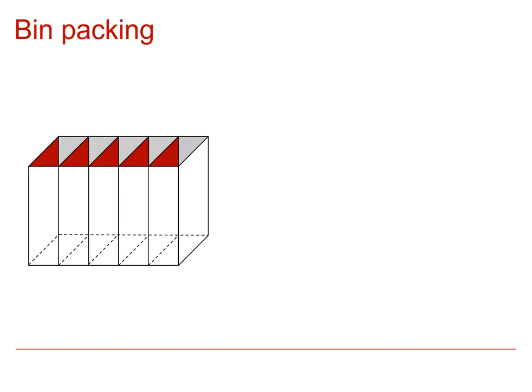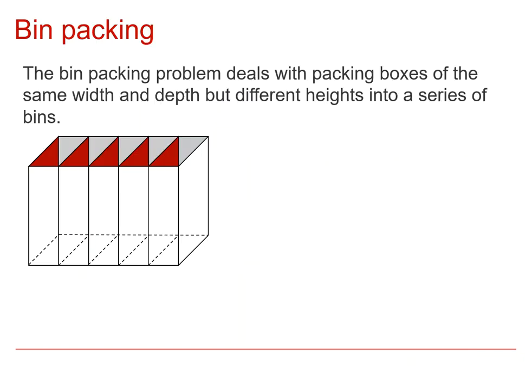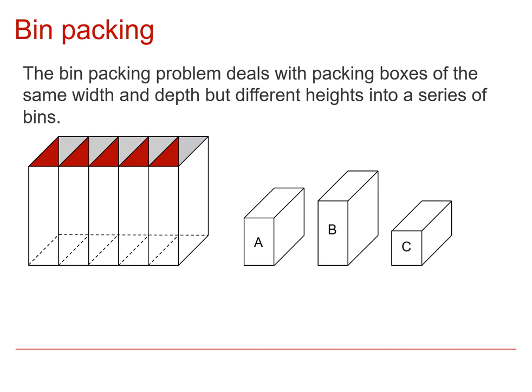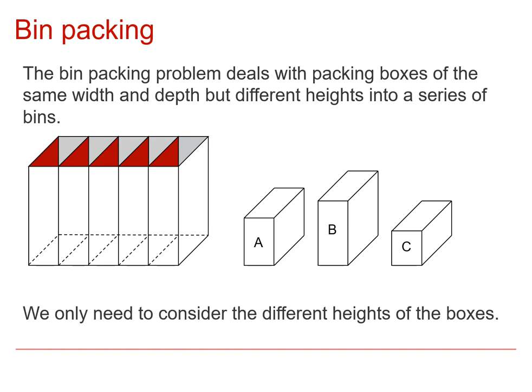So let's start by describing what the bin packing problem is. We're dealing with packing boxes of the same width but different heights into a series of bins. So this is what the problem sort of looks like. We've got a series of bins there, and these boxes A, B and C need to be packed into these bins. So we can assume here that the boxes are the correct width to fit inside the bins, and we're only considering the heights of the boxes.